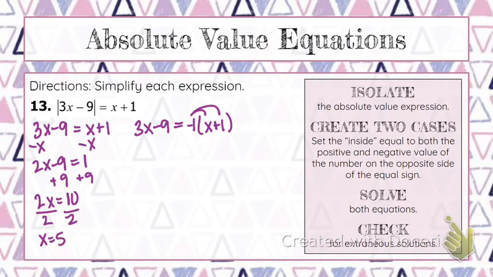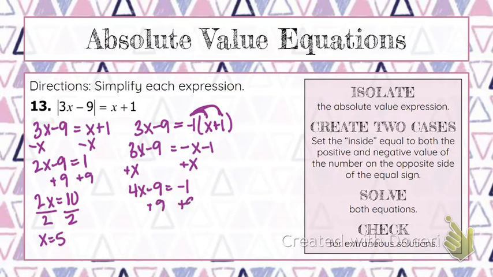Then we are going to have 3x minus 9 equals negative 1 times x is negative x, and negative 1 times positive 1 is negative 1. So then bring your variables to one side. So we get 4x minus 9 equals negative 1. Add 9 to both sides. 4x equals 8. Divide both sides by 4 and get x equals 2.